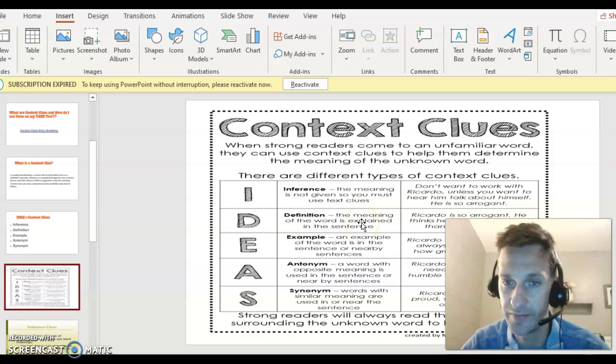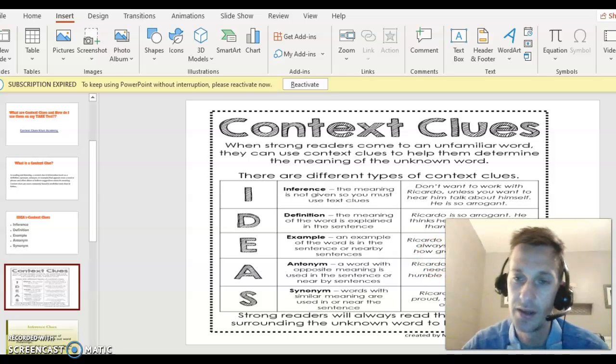They give you the exact definition of the word. What do they say here? Ricardo is so arrogant, he thinks he is more important than everybody else. And the meaning of the word is explained in the sentence. So if somebody thinks they're more important, that's what arrogant means, right? It tells you exactly what the word means. An example. He is so arrogant, he's always bragging about how great he is at sports. They tell you what he does to define the word.